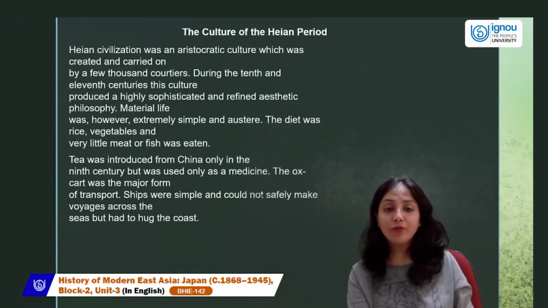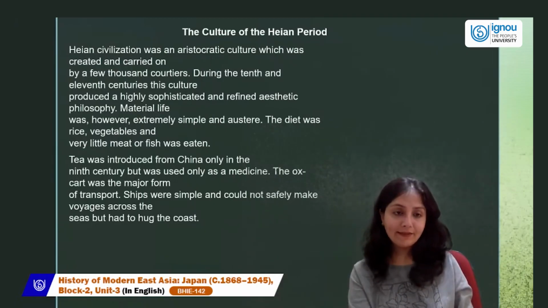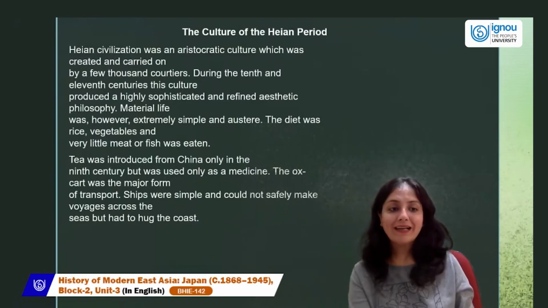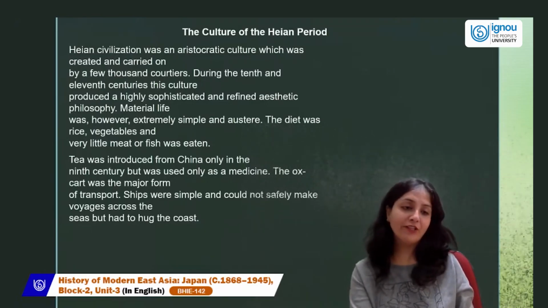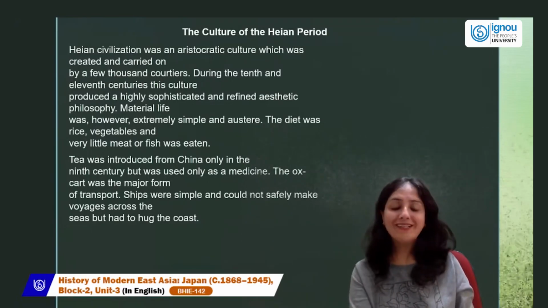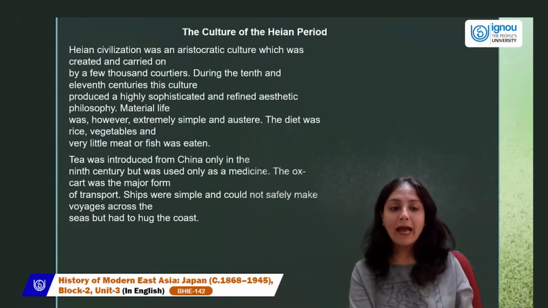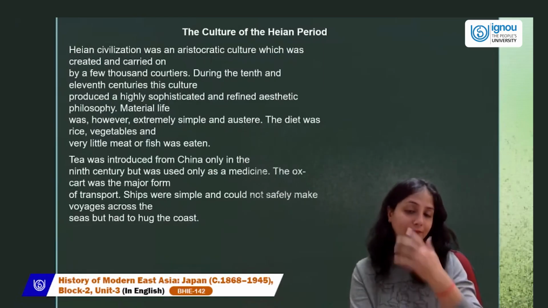Tea was introduced from China but was used only as a medicine. The ox cart was the major form of transport. Ships were simple and could not safely make voyages across the seas but had to hug the coast.